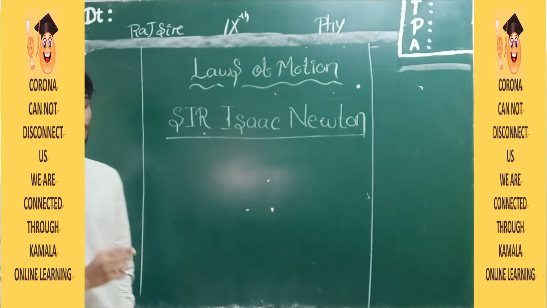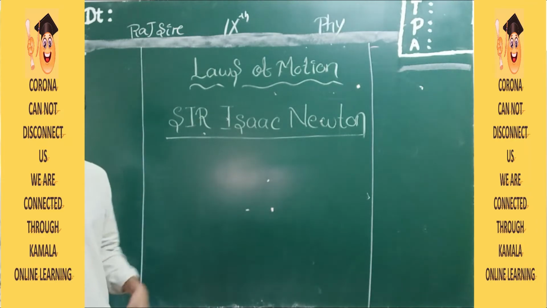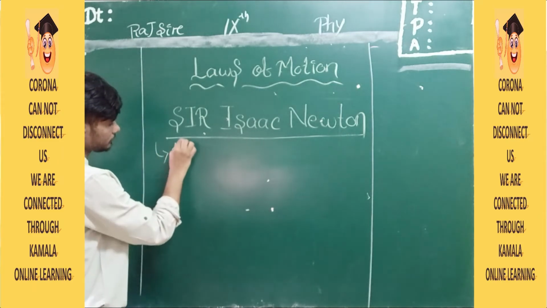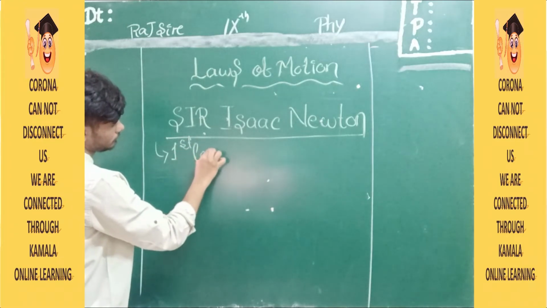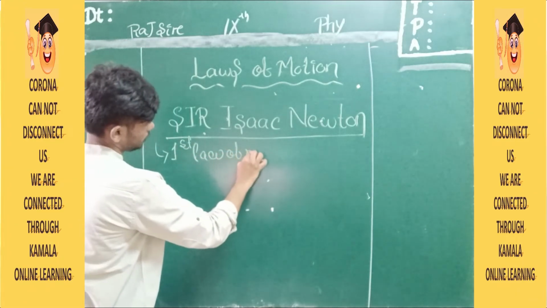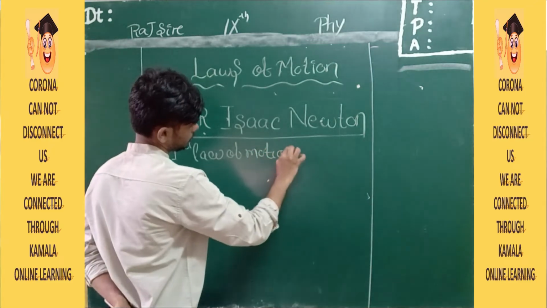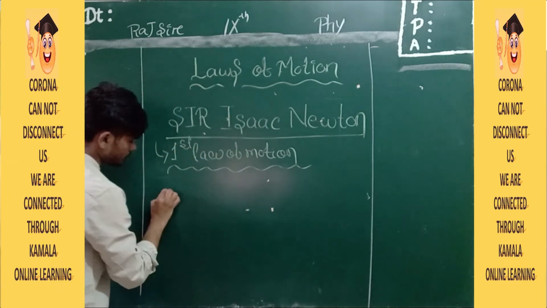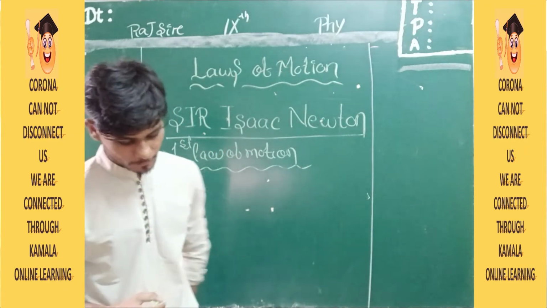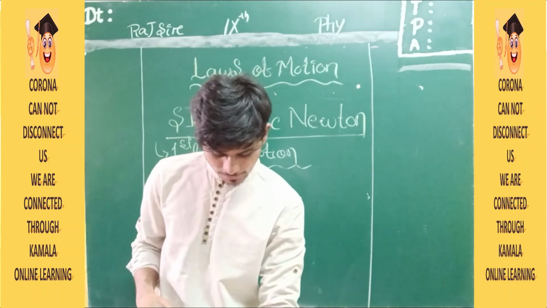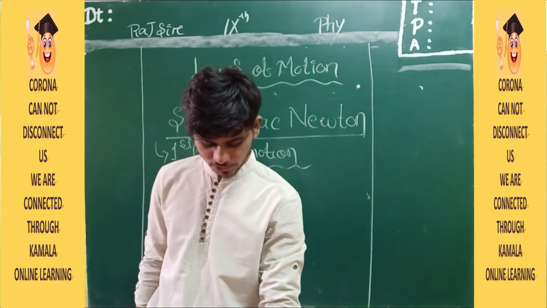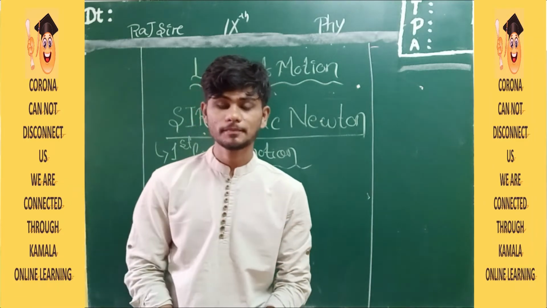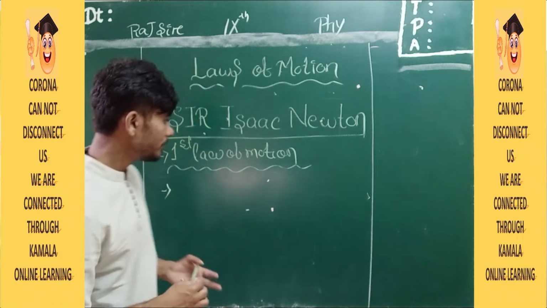He proposed the first law of motion. Three laws of motion he proposed. Now we will discuss the first law of motion. What is the first law of motion? According to him, every object will remain at rest or in a state of uniform motion unless compelled to change its state by the action of a net force. Very confusing statement, right? Let me write it.